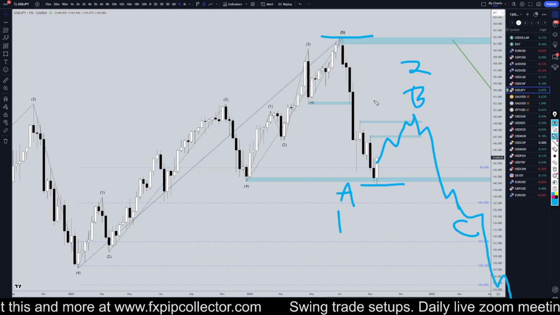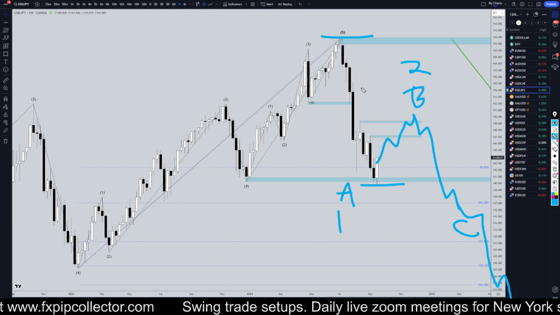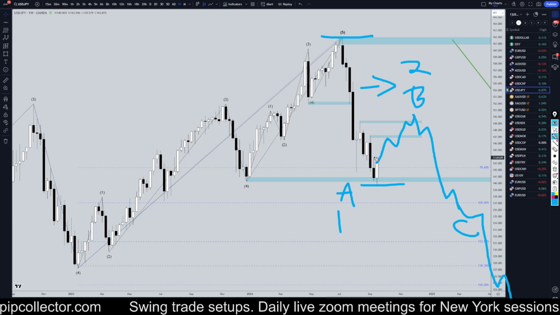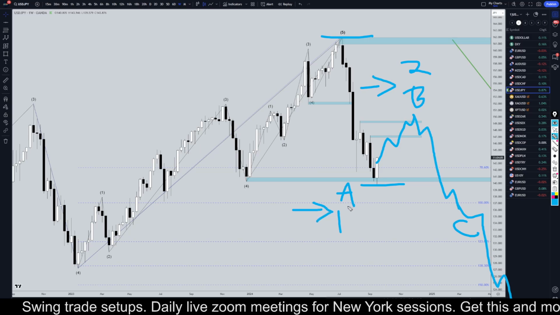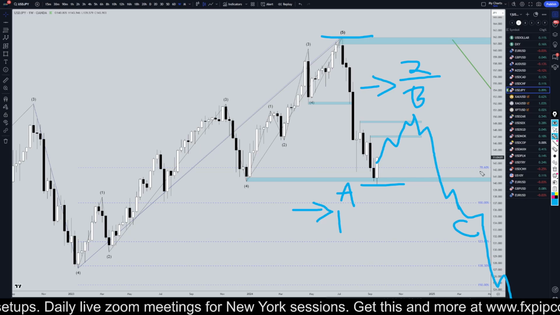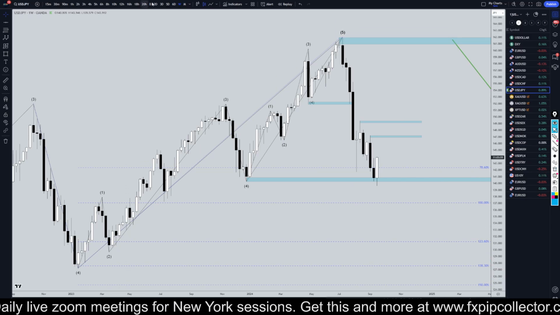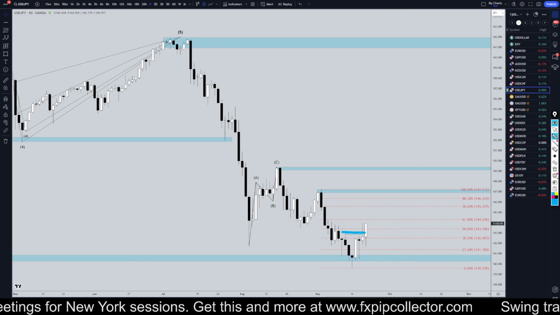Now you can see why I don't really care whether it's an ABC or a 1, 2, 3, because the trading strategy is exactly the same for a wave B or a wave 2, just like the trading strategy was exactly the same for the wave A or wave 1. I think we're in a wave B or wave 2 right now, so we should be looking for longs on shorter time frames.